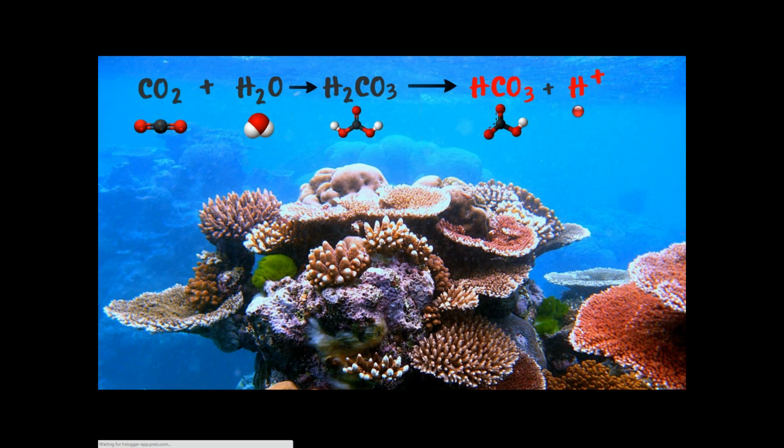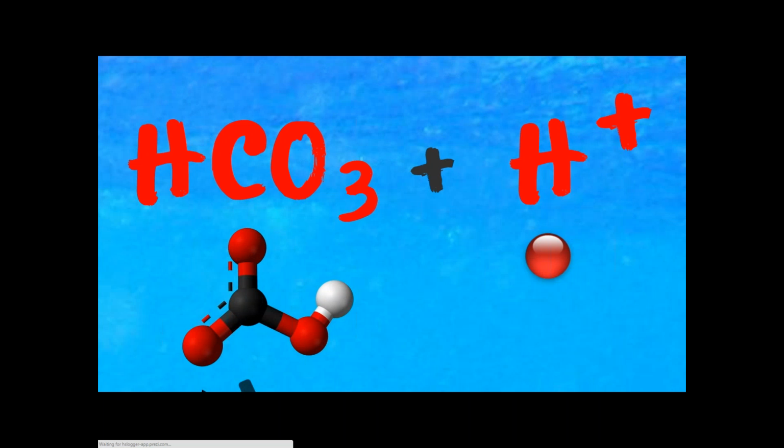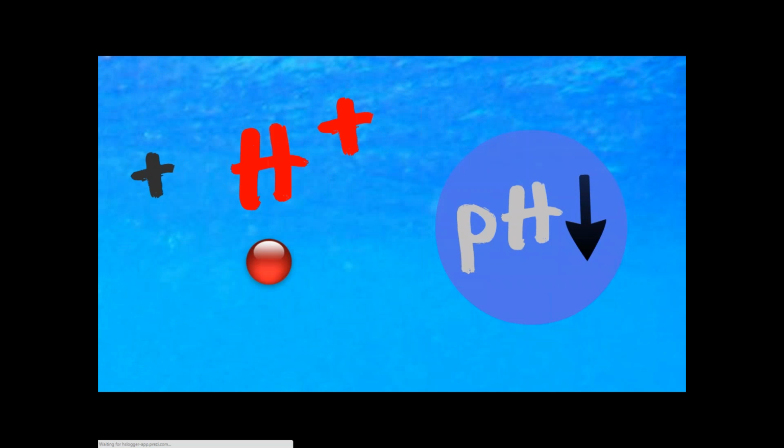ions. As we add more CO2 to the ocean, we have movement towards more bicarbonate ions and less carbonate ions. And this occurs because as we're adding hydrogen ions, the pH drops. And this favors the bicarbonate ion instead of the carbonate ion.